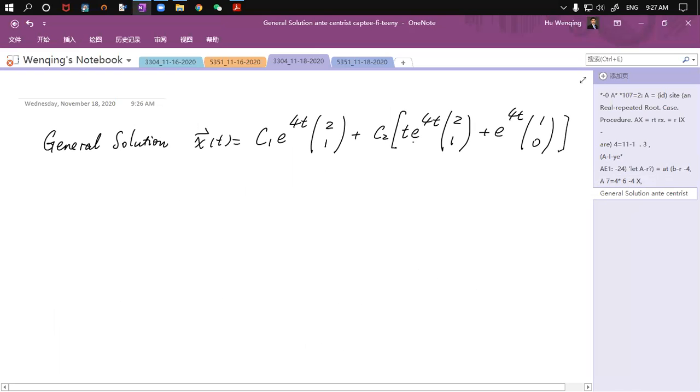Remember, the c2 works for both of these last two terms. There is no c3. So c2 works for the sum of these two terms, and c1 works for the original term. Is that good for everybody?